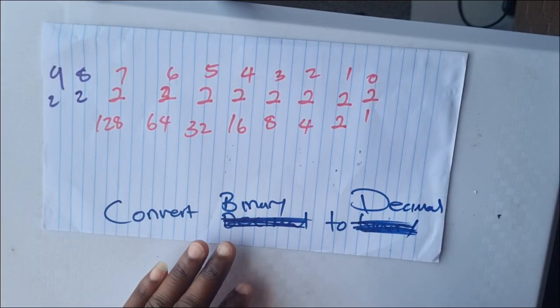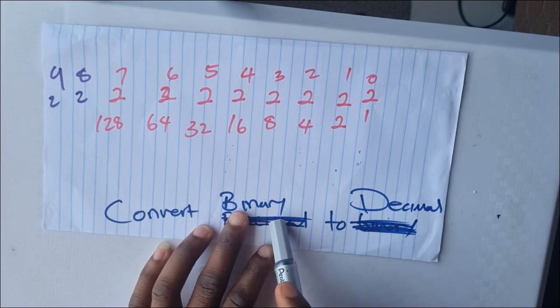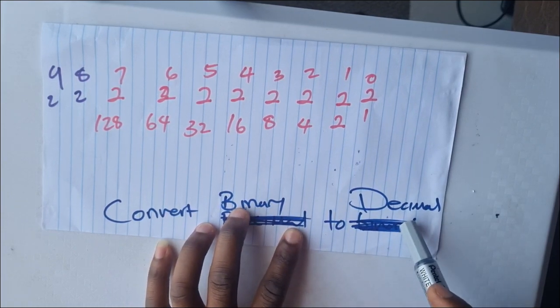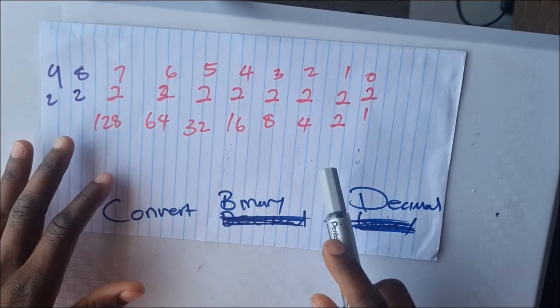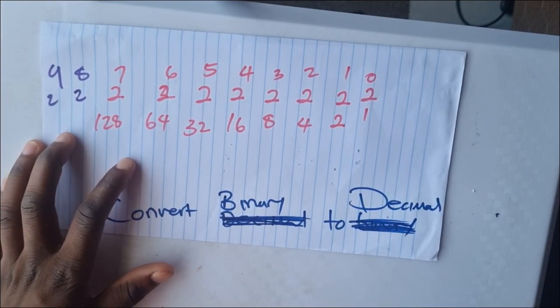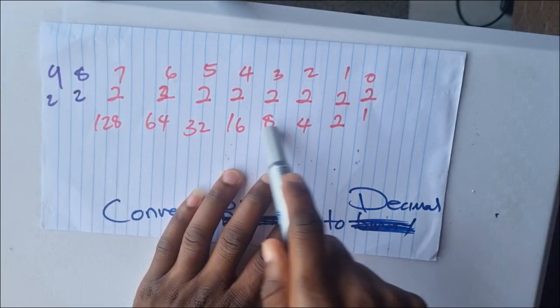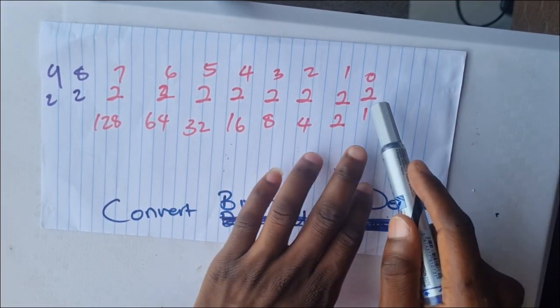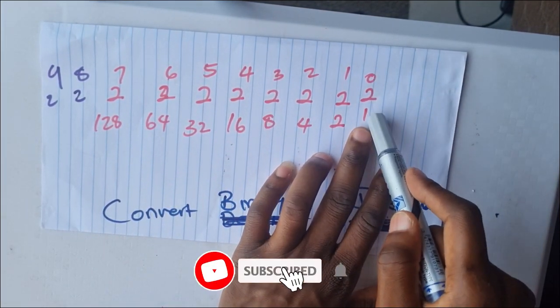In this video, we are going to learn how to convert binary numbers to decimal numbers. When we use this method, we have to familiarize ourselves with the powers of 2, which I've already prepared for you here. 2 to the power 0 gives us 1.